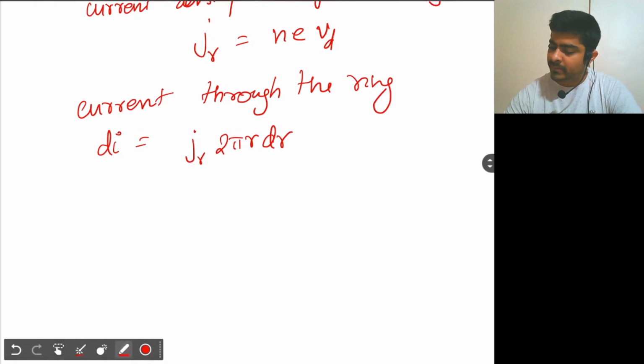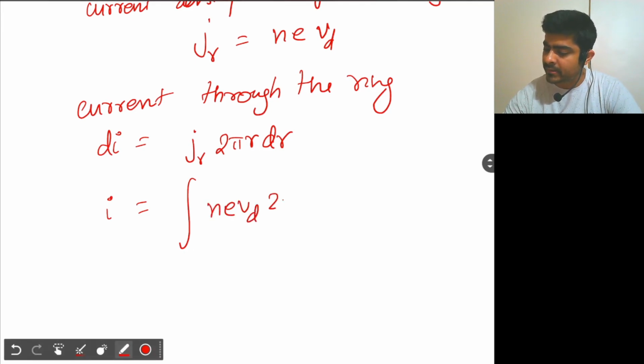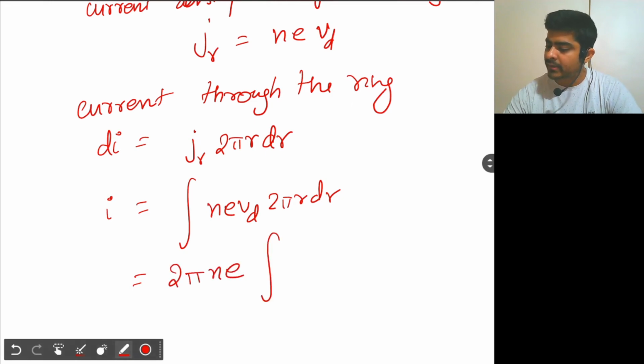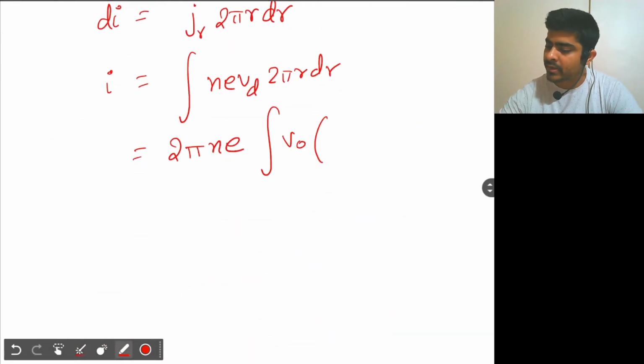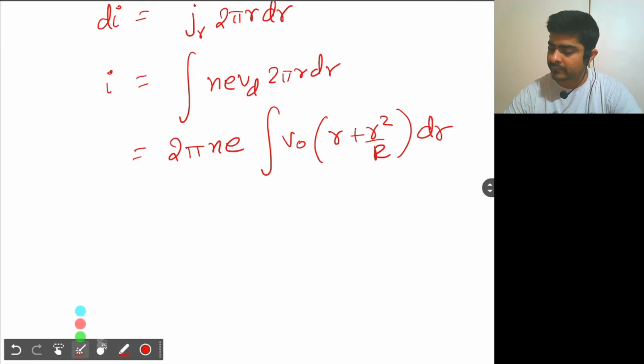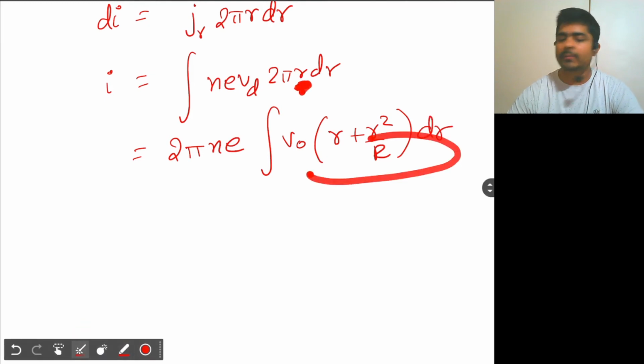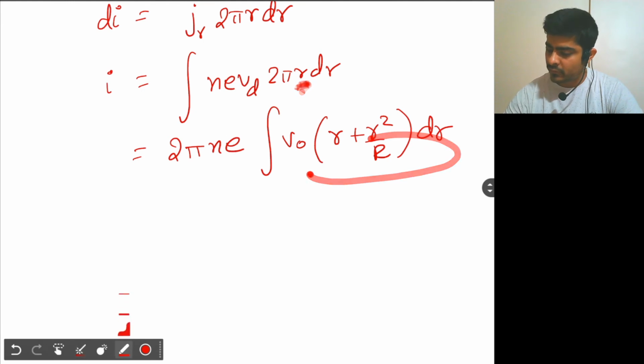So the total current I will be the integral of J(r), which is NeVd times 2 pi r dr. This is equal to 2 pi Ne times the integral of Vd r dr. Vd is V naught (1 + r/R), so we get V naught (r + r square by R) dr. We have this extra r multiplied inside the bracket. We integrate from 0 to capital R.